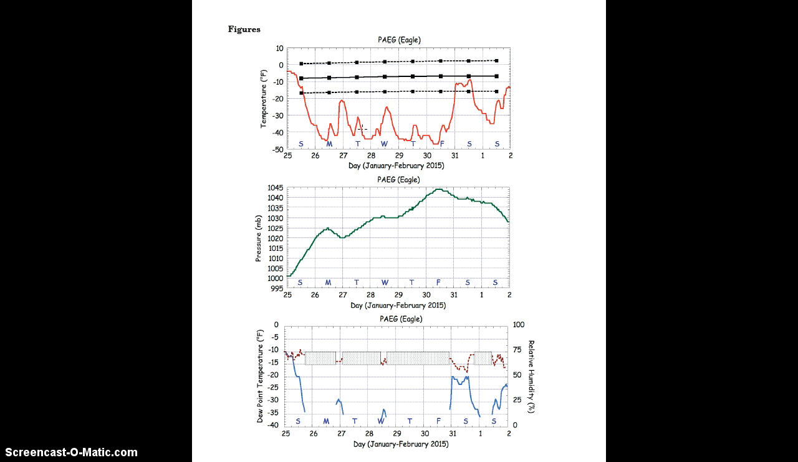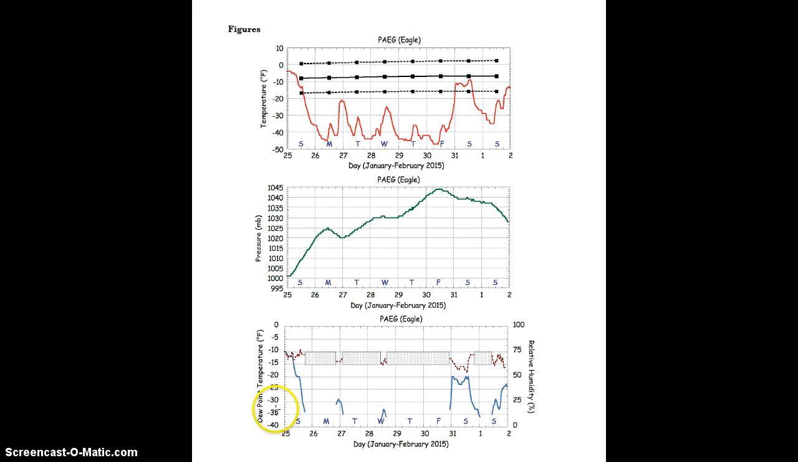throughout the day, dropped into the night, rose into the day, dropped into the night, and then had a similar curvature up until the 30th, where then the temperature had a dramatic rise into the 31st, and the temperature began to drop on February 1st and rise again on the 2nd.